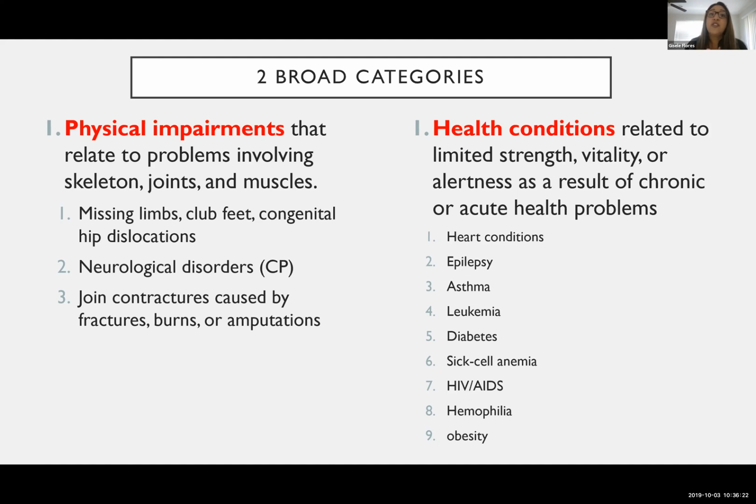There are children that can have involvement in all three areas. And then you have children that have just an isolated issue, so either just with the skeleton, only with their joints, or only with their muscles. Okay? This category also includes children with conditions like missing limbs, any kind of diagnosis of club feet, and hip dislocations. Hip dysplasia is also categorized under physical impairment.